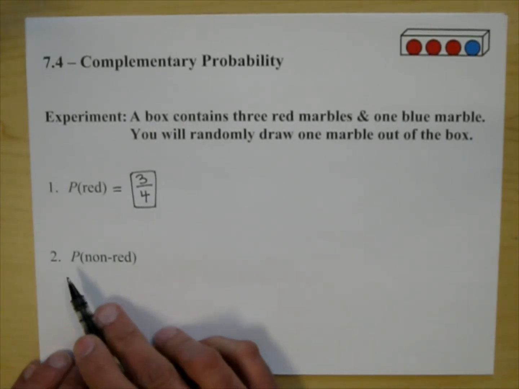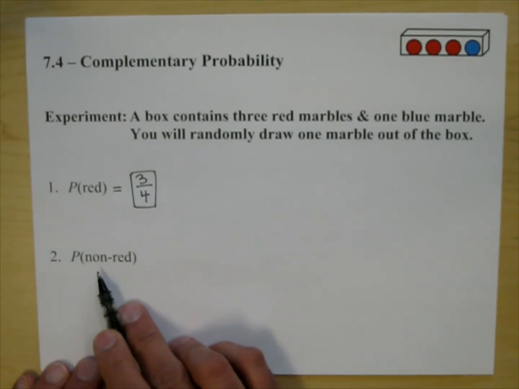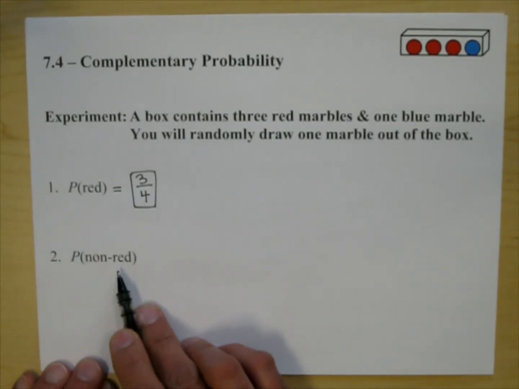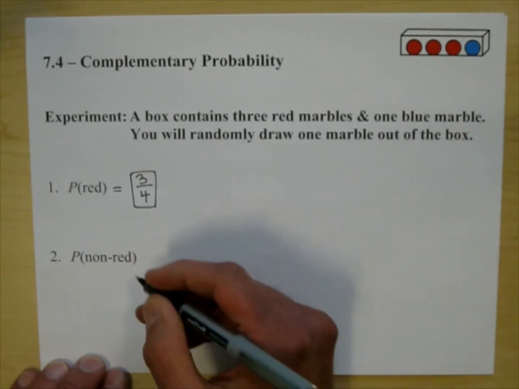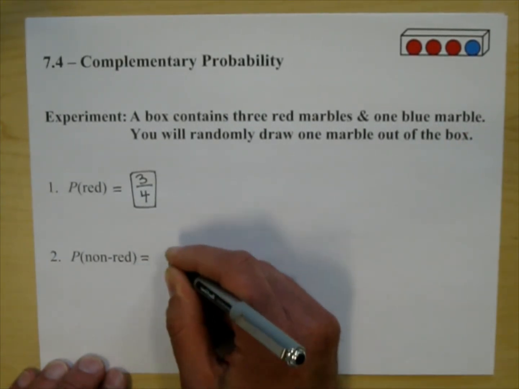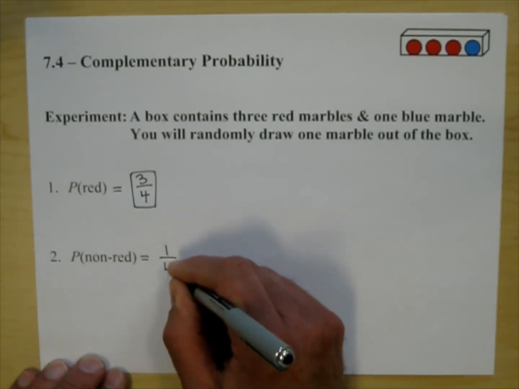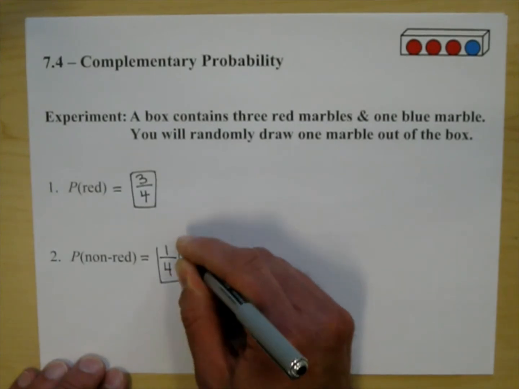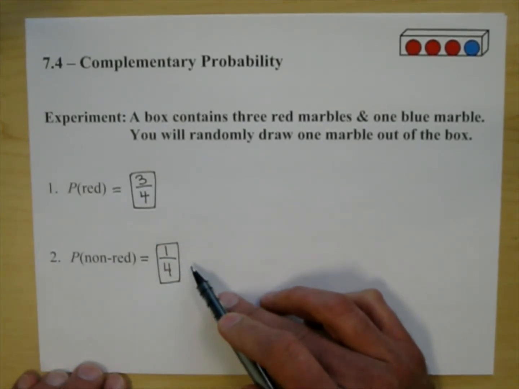Okay, the next one, question number 2, what is the probability you draw something that is not red or non-red? Well, we have 1 non-red in the box. That's 1 out of 4 marbles total in the box. That's 4. So these probability problems didn't seem too difficult.